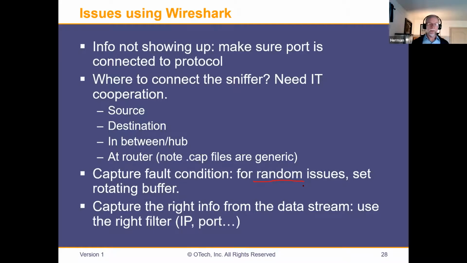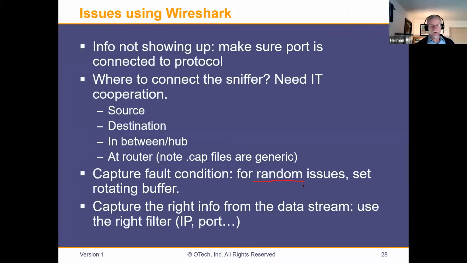So what do you do? You set up a rotating buffer. So you basically capture, and after the buffer is full, it will automatically overwrite. So you can set up a Wireshark, it automatically rewrites and rewrites, and then you find, okay, oh, problem, stop. And they capture that information, right?